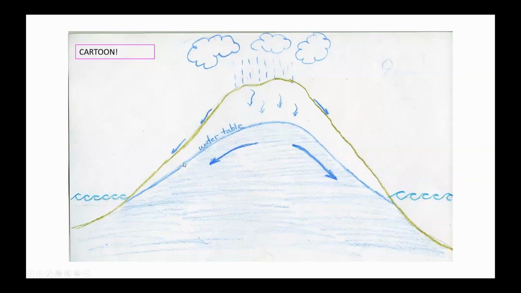So the water table, everything below that imaginary line here, is every little space filled with water. Above that, the spaces may be wet, but they're not filled with water. And in the water table, the water wants to flow downhill, and so it's working its way down towards the ocean. Okay, so that's sort of how groundwater works.